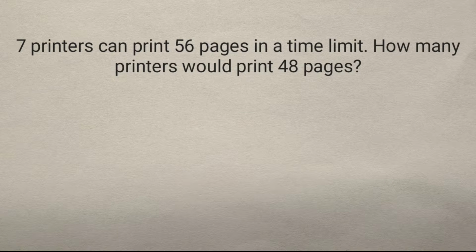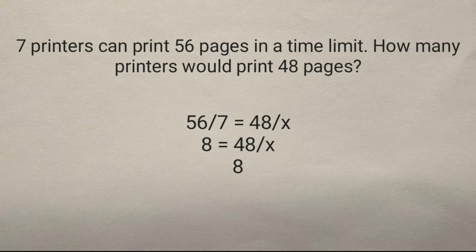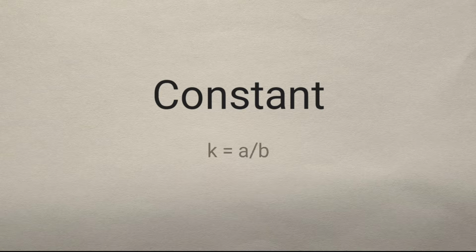Here's another example. In this example, for every 56 pages, there are 7 printers. Now we have to find how many printers there will be if 48 pages were printed. An important thing to know in proportions is the constant. A constant is represented by K.